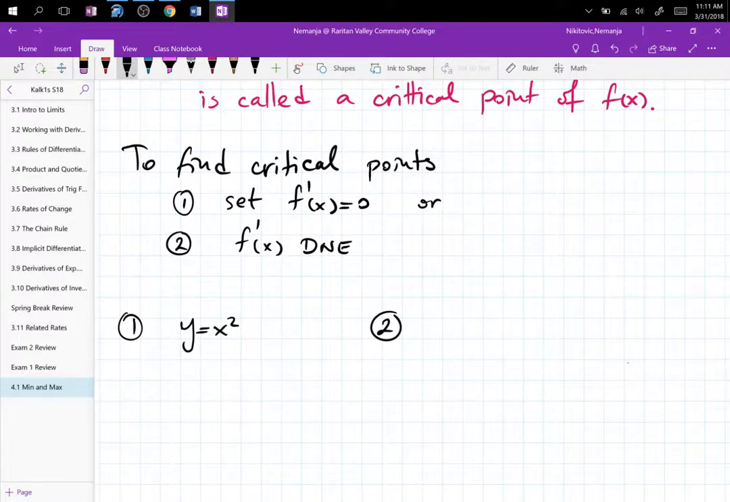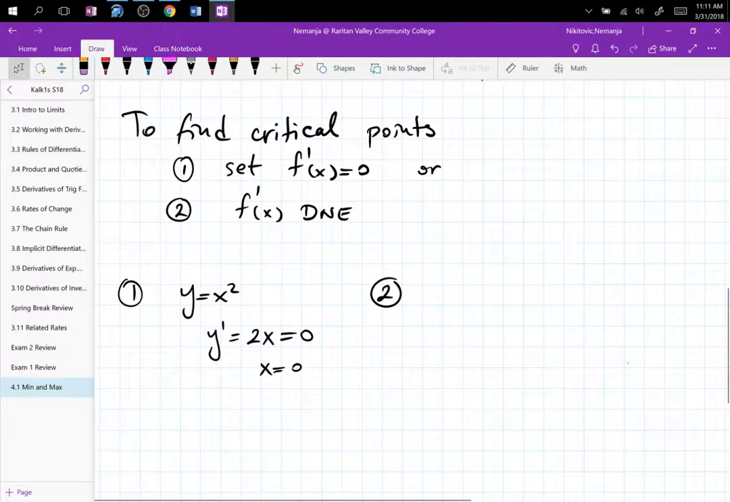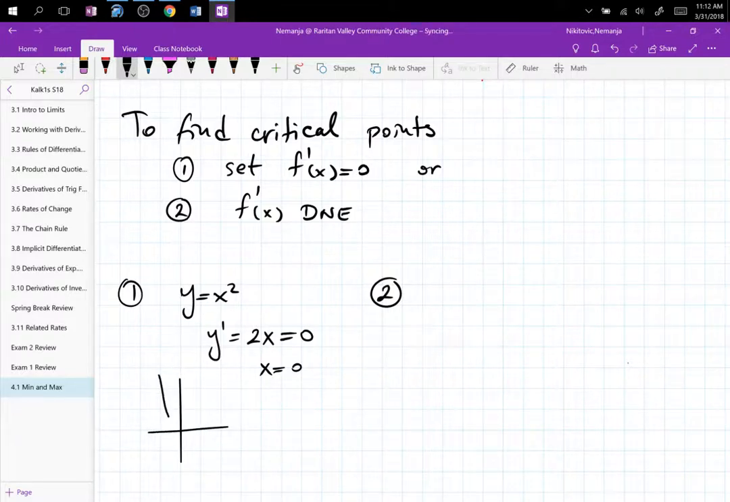You will take the derivative of this, so you have y prime is equal to 2x. You will set that equal to 0. When you solve the equation, you get x equals 0. And you know this is good, because when you draw the x squared function right here, you see that it has the minimum at x equals 0.